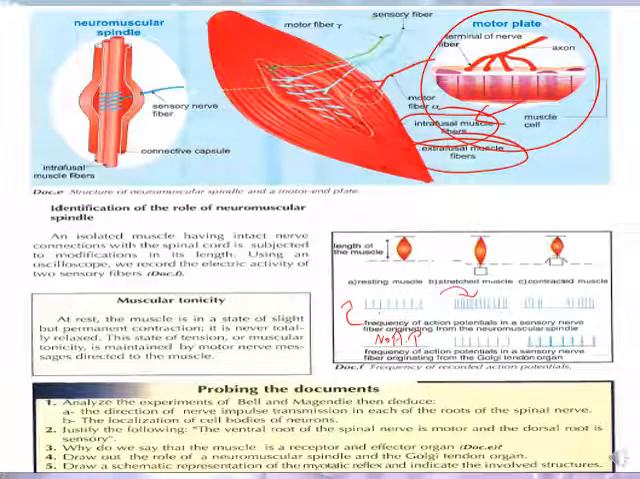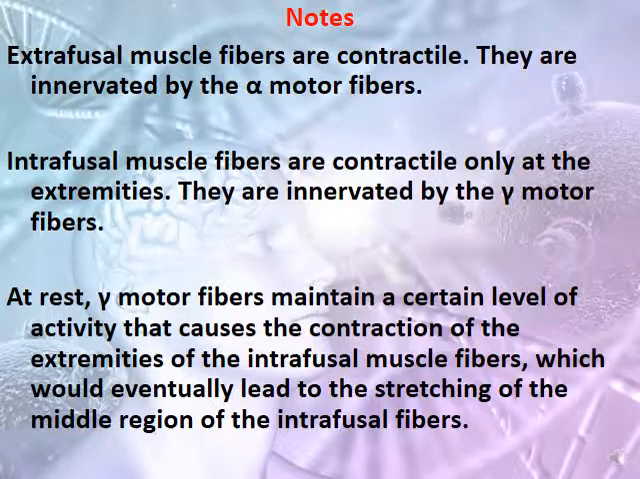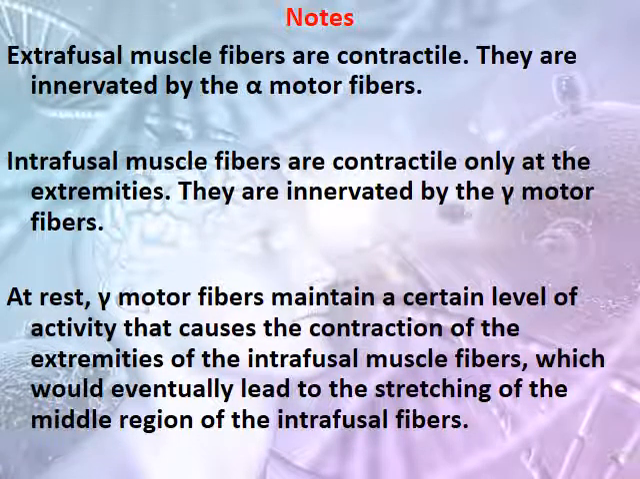This is part 4. Draw out the role of the neuromuscular spindle and the Golgi tendon. So the spindle is sensitive to stretching, while the tendon is specific for muscular tension. Number 5, draw a schematic. So we have some notes here: extrafusal muscle fibers are contractile, and they are innervated by the alpha motor fibers. Intrafusal fibers are contractile only at the extremities. You have to know the difference between extrafusal and intrafusal.